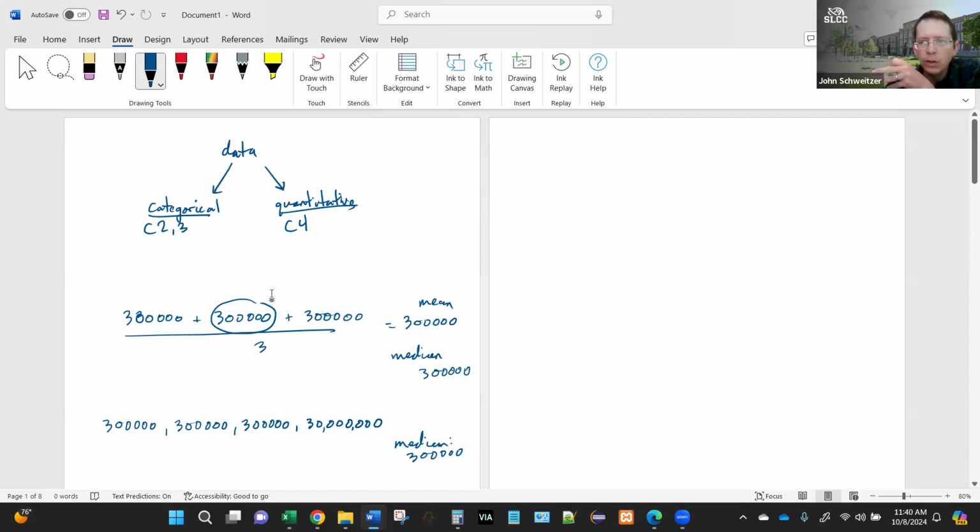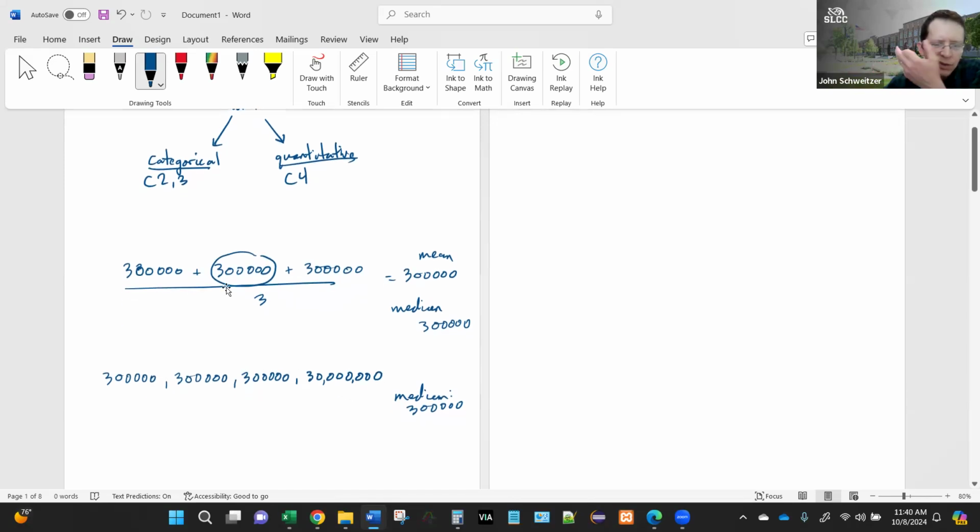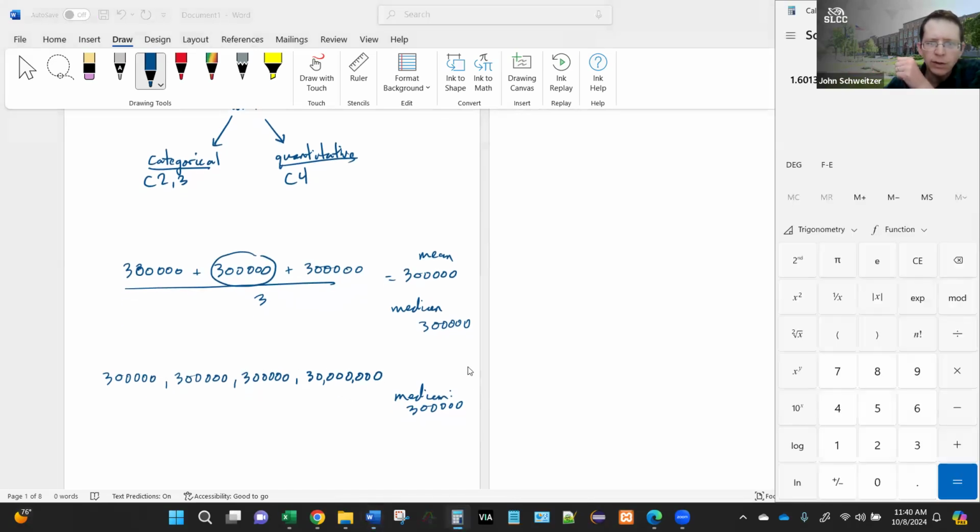And that's considered good because if you think about a typical house in this neighborhood, it really is like a $300,000 kind of house, right? Most of the houses there are $300,000. That $30 million house is the outlier, right? It's kind of unusual, right?